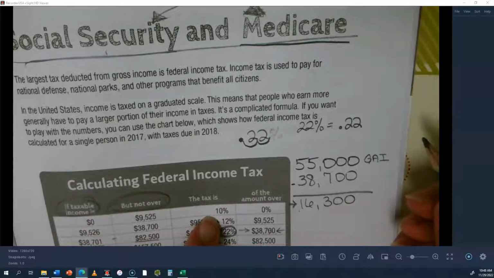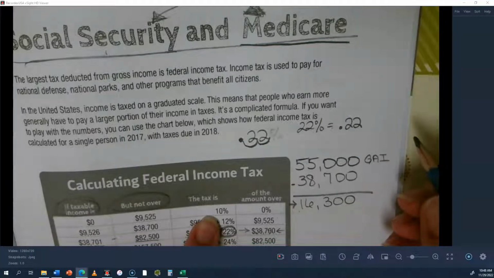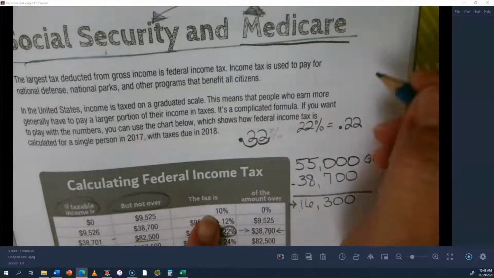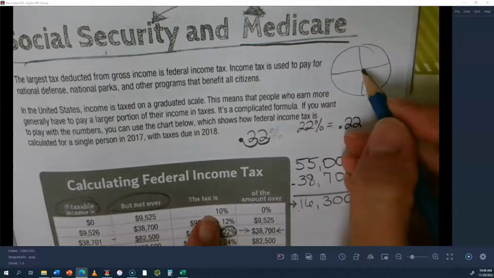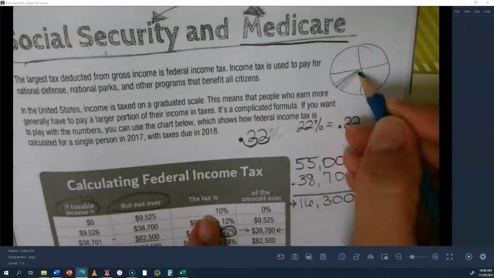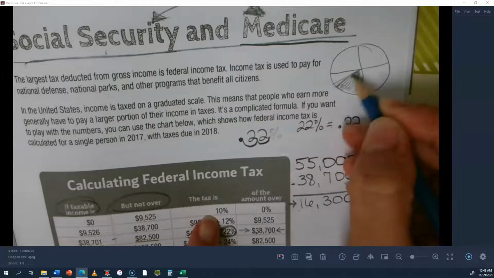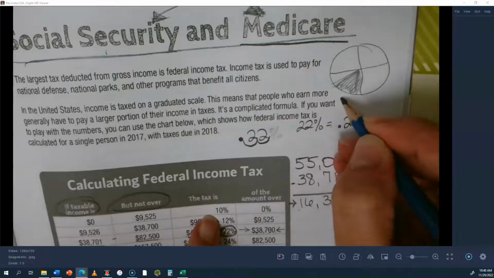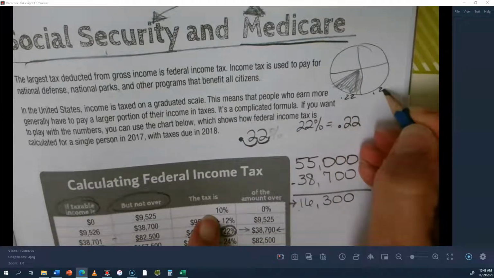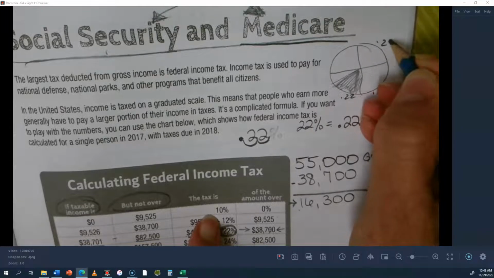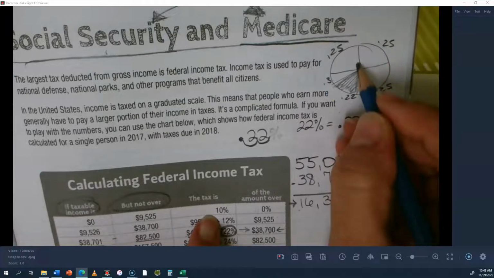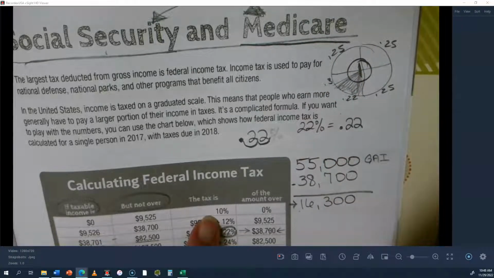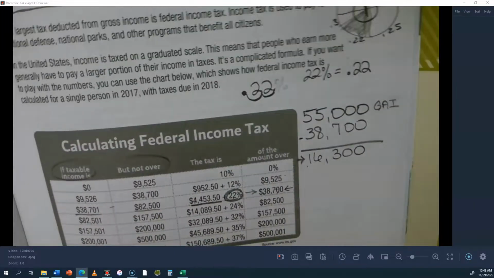Make sense? Hopefully. If not, watch it again. Think about a pie, okay? 22% of the pie is 0.22, and if you add up 0.25 and 0.25 and 0.25 and 0.3, you're going to get 1 whole pie. I should teach math. Okay, but I don't.